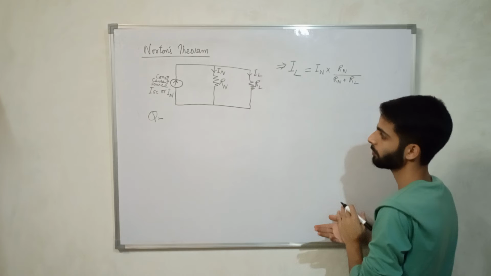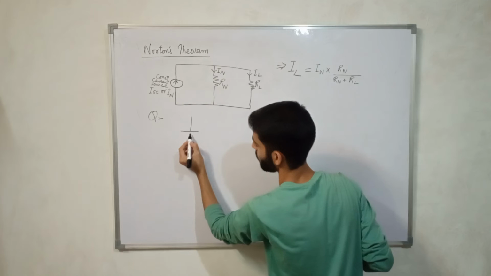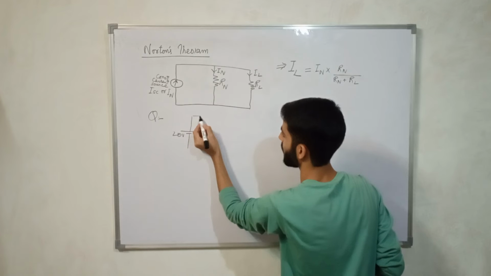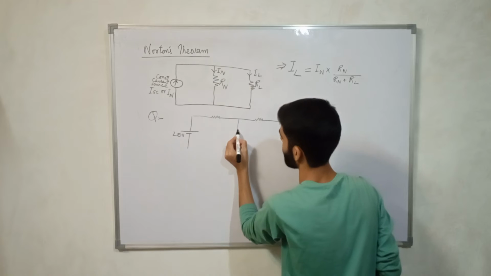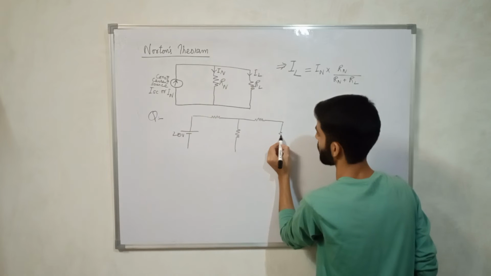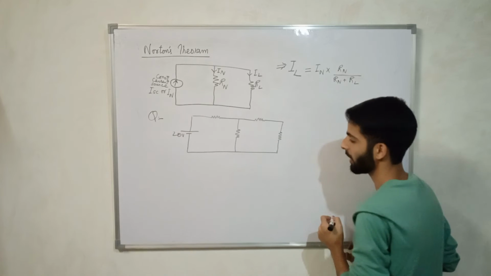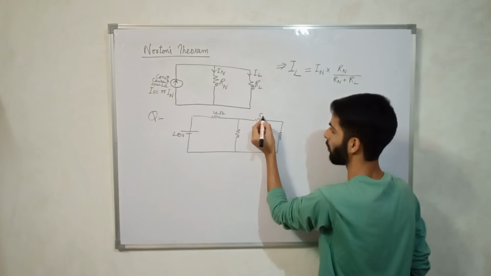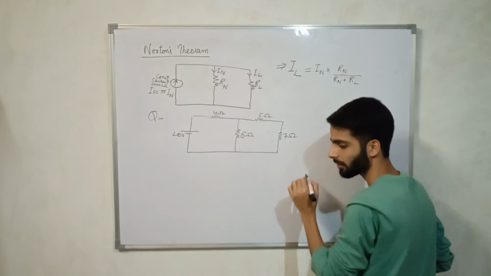For example, we are given a voltage source here. It be 20 volt. Here be another resistance, another resistance, another resistance, and then we have a load resistance here. Let the values be 4 ohm, 5 ohm, 6 ohm, and 7 ohm sequentially.